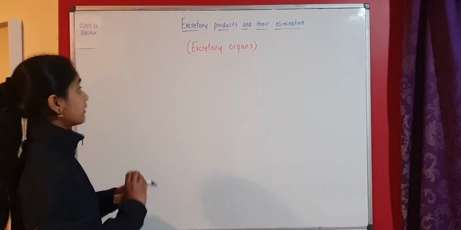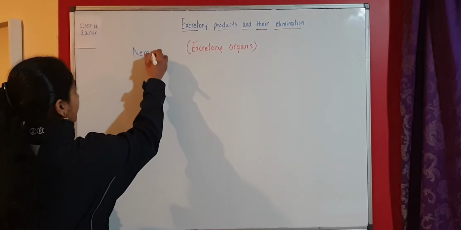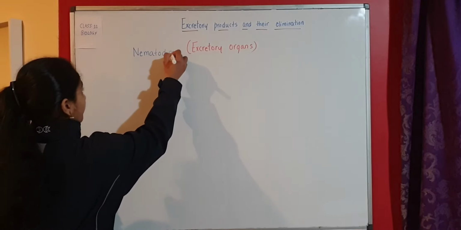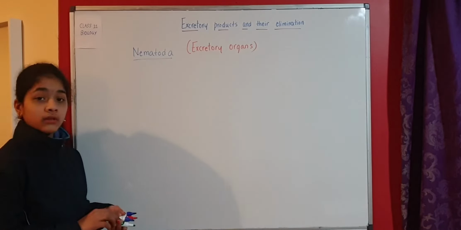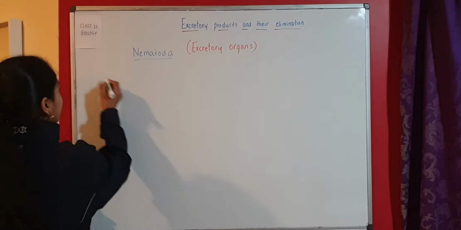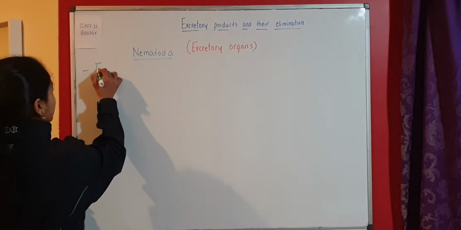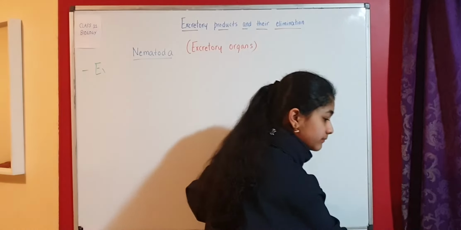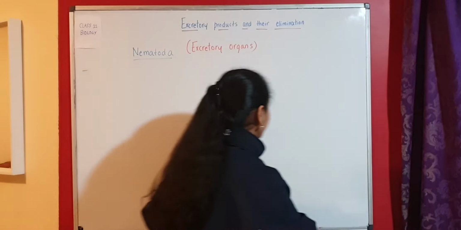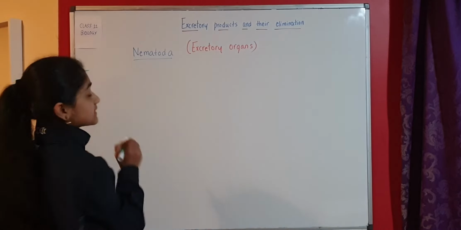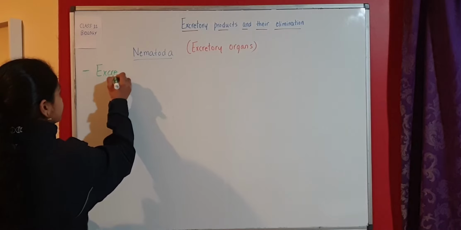Coming to Nematoda. So in Nematoda, what is the excretory product? Their excretory product, or what they eliminate, first we are going to take up their excretory structures.